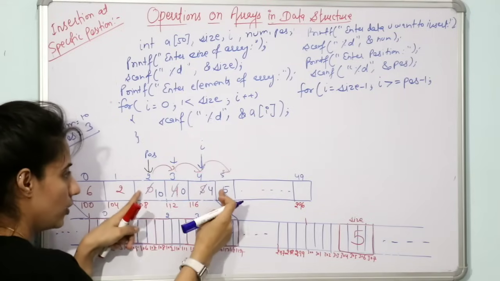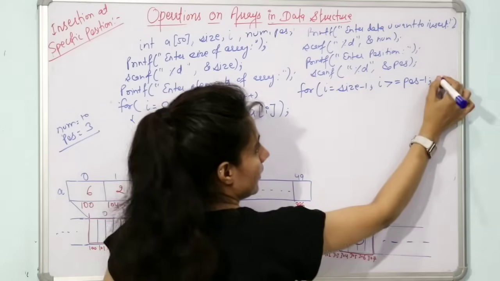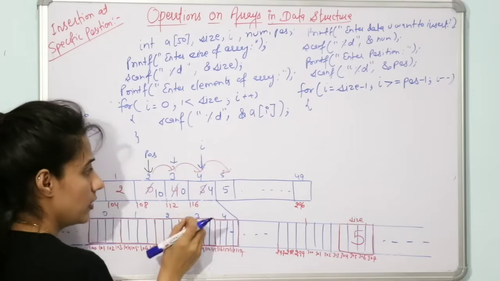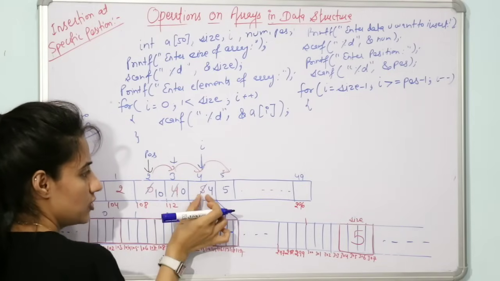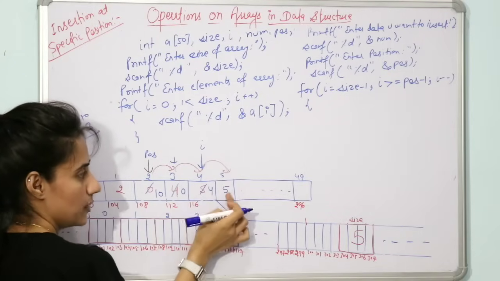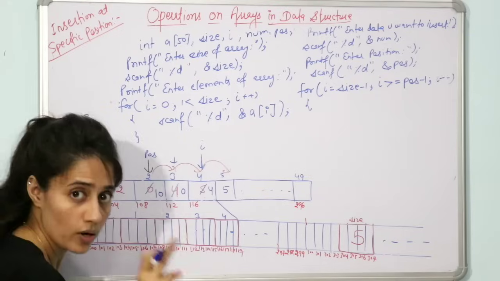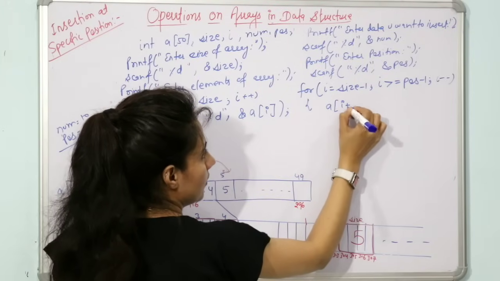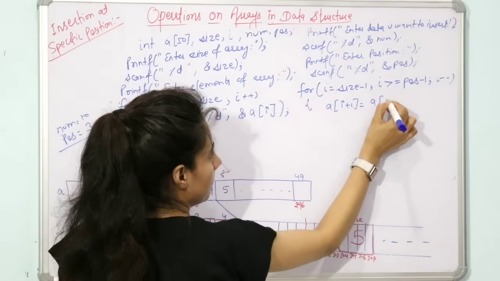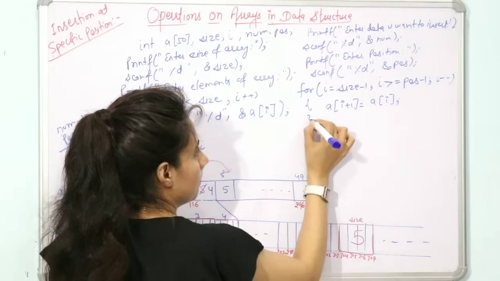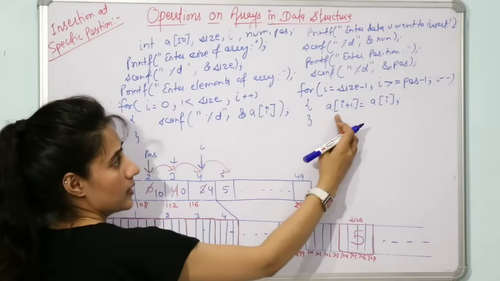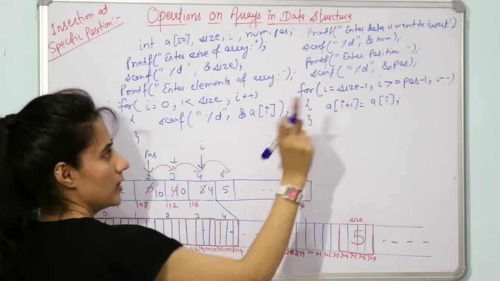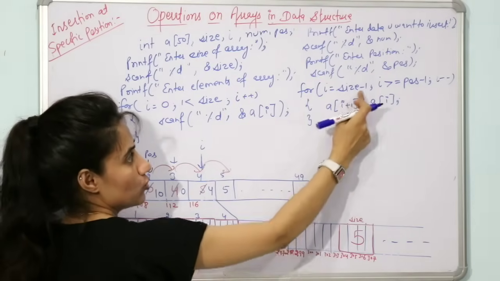From here to here you are going to swap, and here you will write i minus minus. Now what are we doing? We are inserting the previous value to i plus 1, right? So how will you write here? A of i plus 1 is equal to a of i. See, a of i would be shifted to a of i plus 1, that is, at the start i is equal to size minus 1.